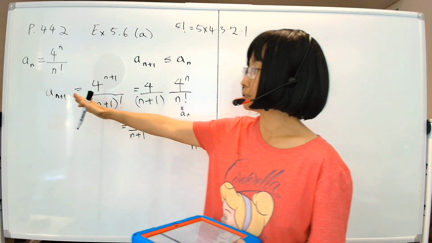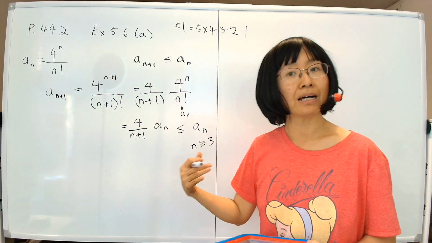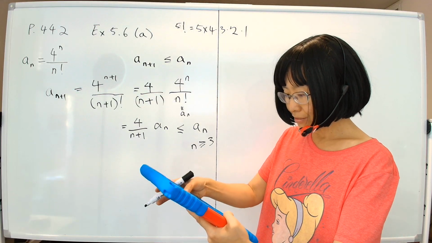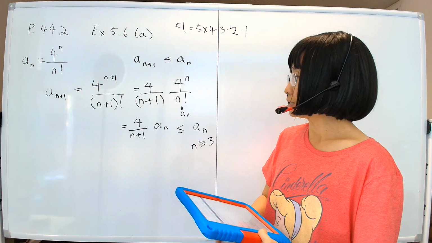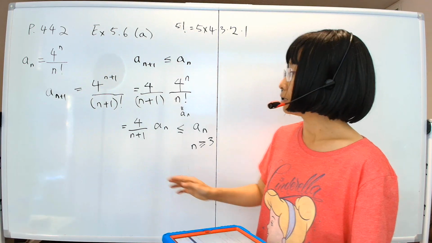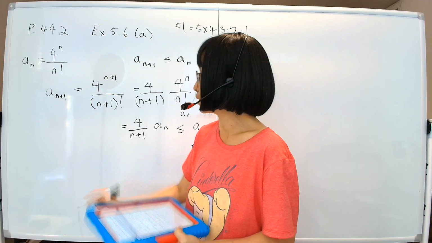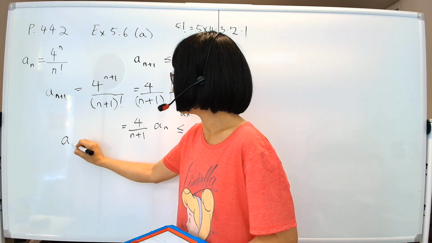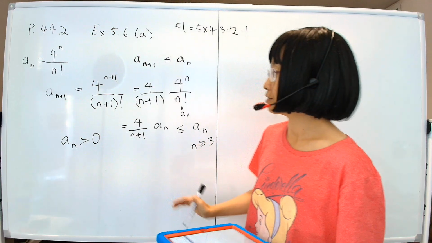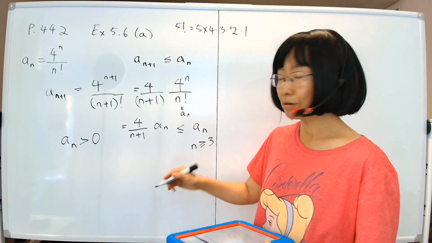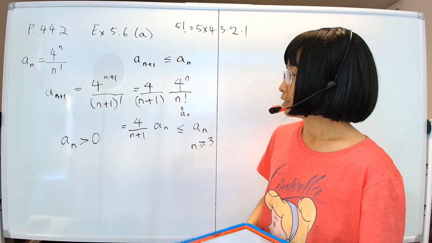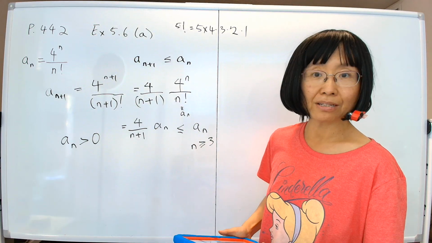And therefore, this sequence an is a monotone decreasing sequence. Now that we know it's decreasing, and it's also bounded, because an is bigger than 0, so it's bounded by 0. All an is bigger than 0 because all the numbers here are positive. So now we know that it's decreasing and bounded. Therefore, the limit exists.